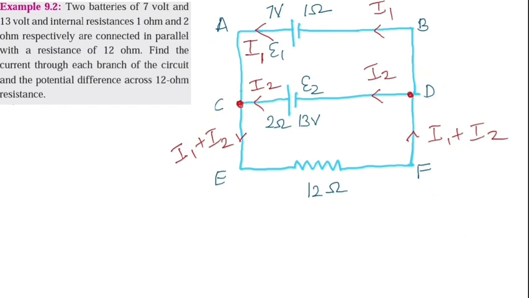and internal resistance 1 ohm and 2 ohm respectively are connected in parallel with a resistance of 12 ohms. Find the current through each branch of the circuit and the potential difference across the 12 ohm resistance.